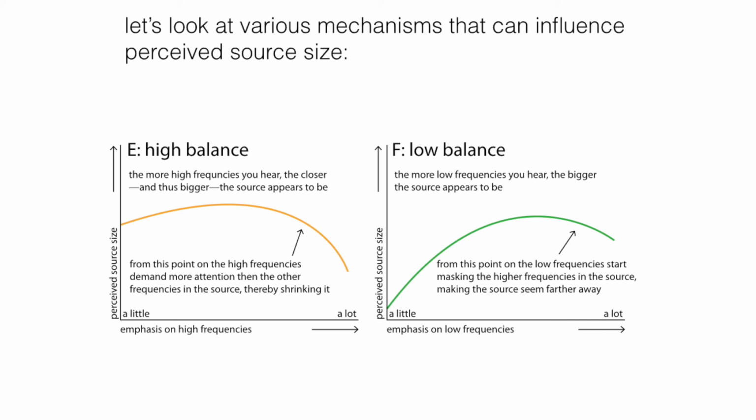And graph F deals with low balance. Low frequencies imply a physically big sound source. So the more low frequencies you hear, the bigger the source appears to be. But there's also a limit to the amount of low end you can add to a sound to make it bigger, because from a certain point on, the low frequencies start to mask the other frequencies in the sound, creating a dull sound that just sounds far away and boomy.